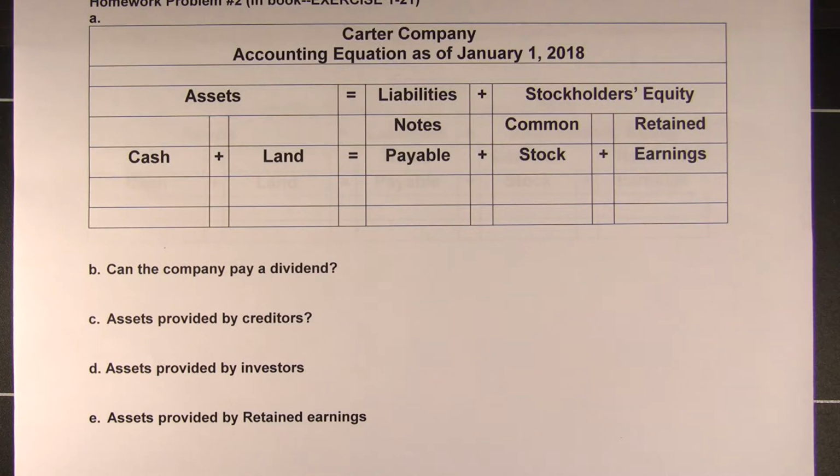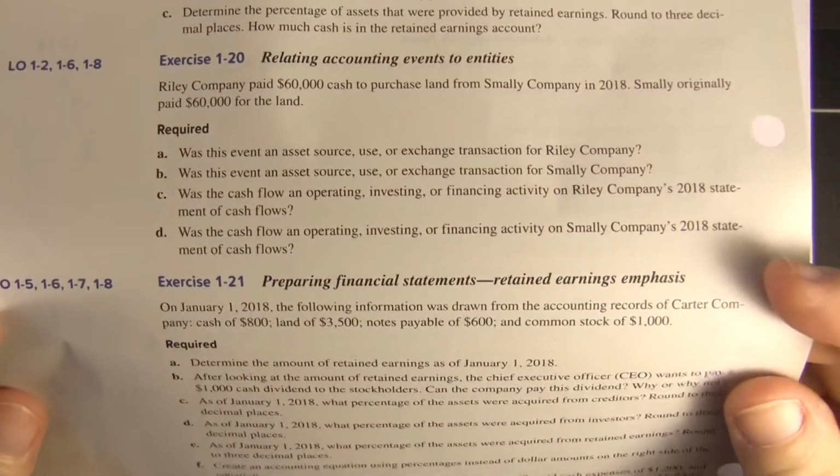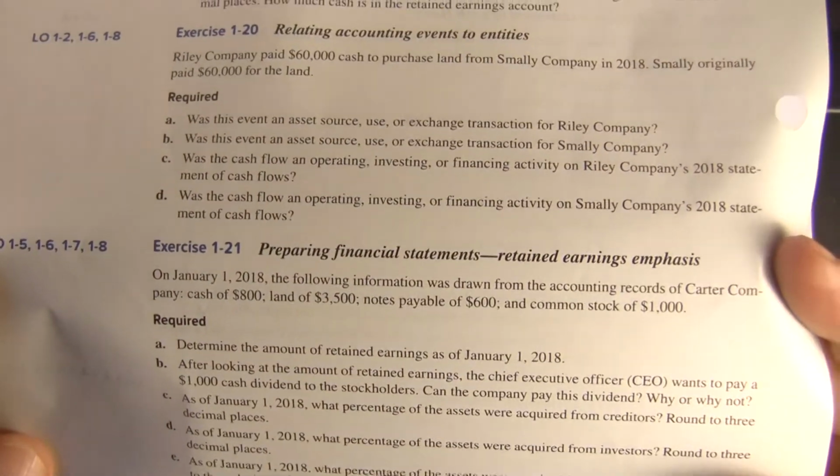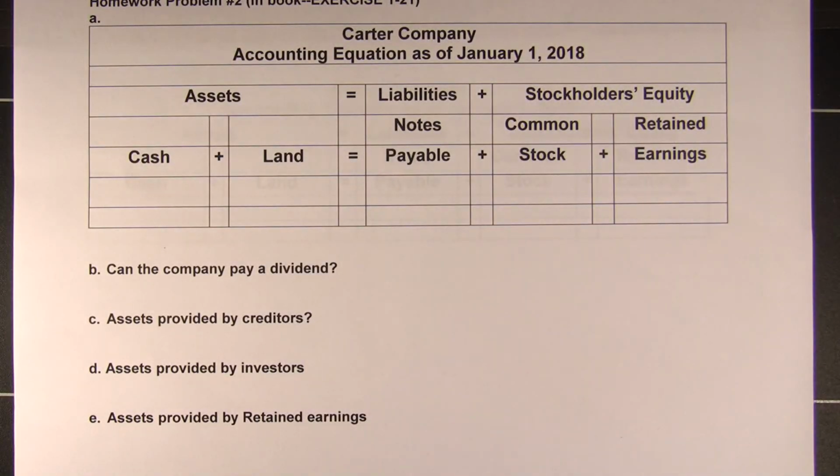Problem 2, parts A through F. This is in your book labeled Exercise 121. And in that they give us a bunch of information just like they did before, and they ask us a couple of questions. First they give us some information.